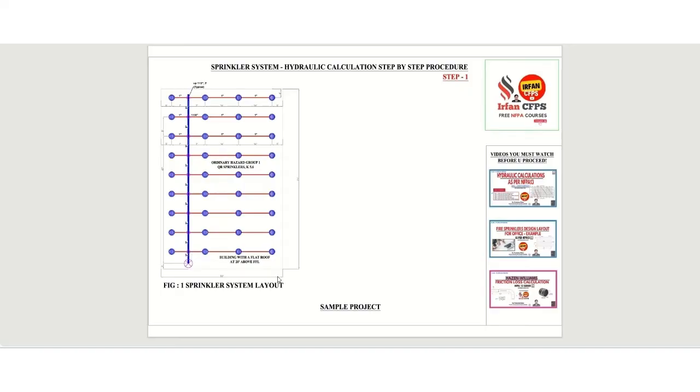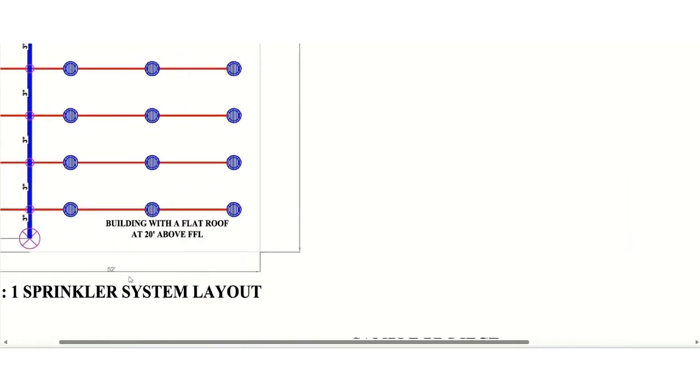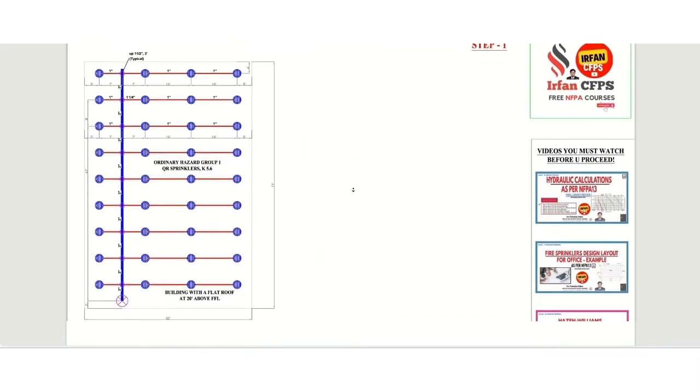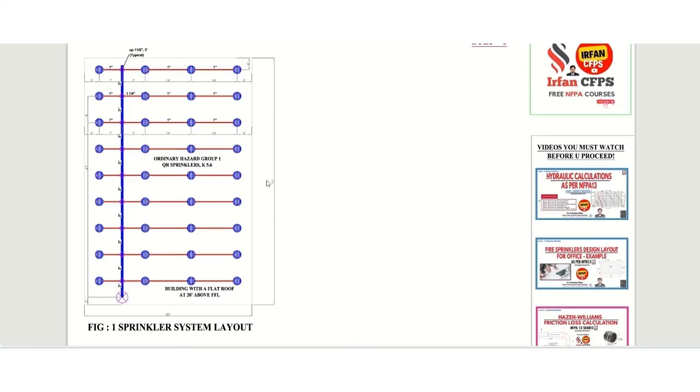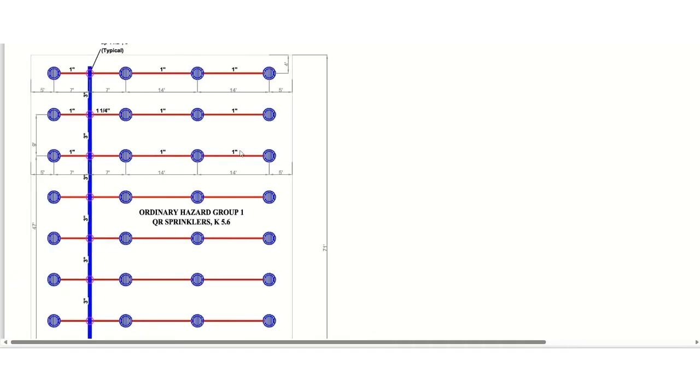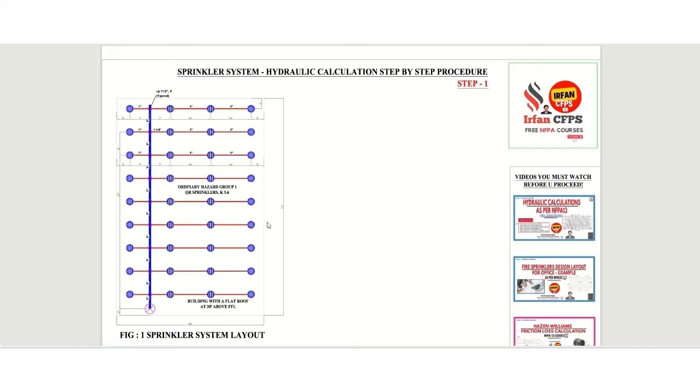Before we start, let us look at the dimensions of this particular building. Here on your screen, you can see we have mentioned figure 1 as the sprinkler system layout. This outer portion is the building dimension, which is 52 feet by 71 feet in length. We have already distributed the sprinklers and provided the piping, and also mentioned the distance between sprinkler to sprinkler, and the pipe sizes. You can find the concept of this in the fire sprinklers design layout video on my YouTube channel.